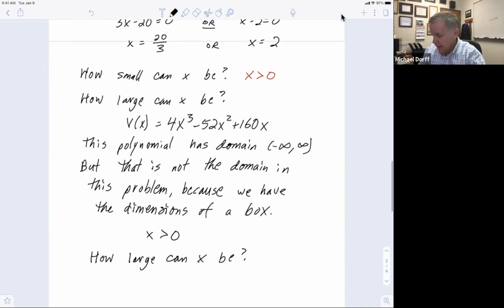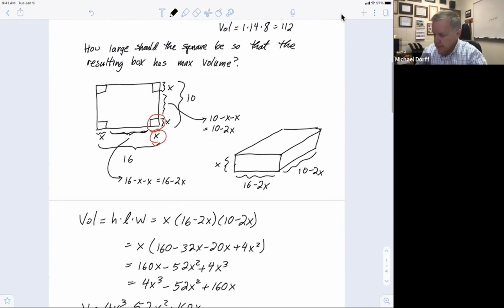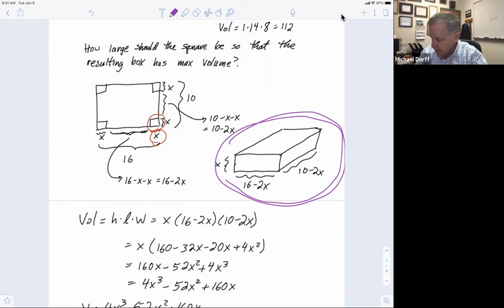Well, could x go off to infinity? No, because then it wouldn't make sense with our box. So remember our box here looks like this. Here's our box. There's no problem with this part of x, but what about here and here? If x gets larger than 8 in this case, then we have a negative length here.